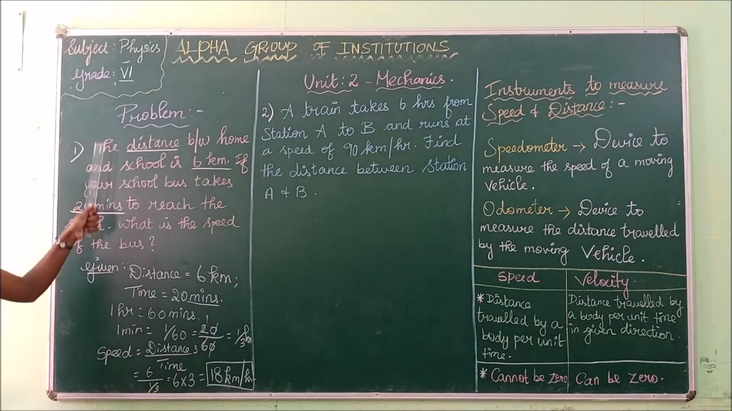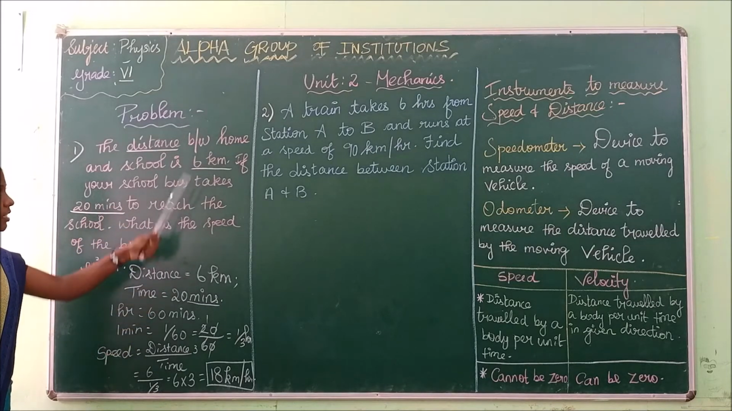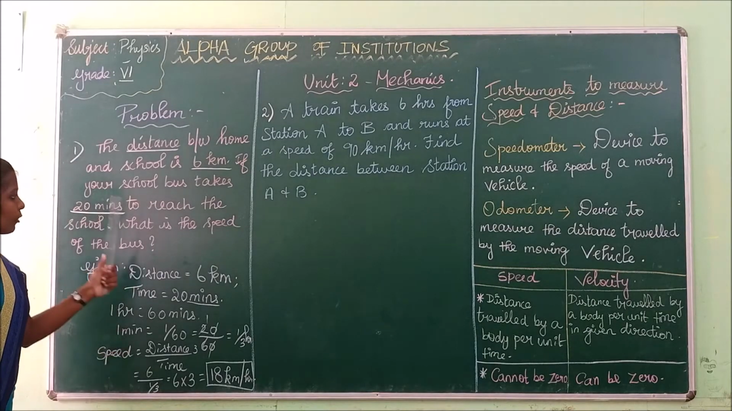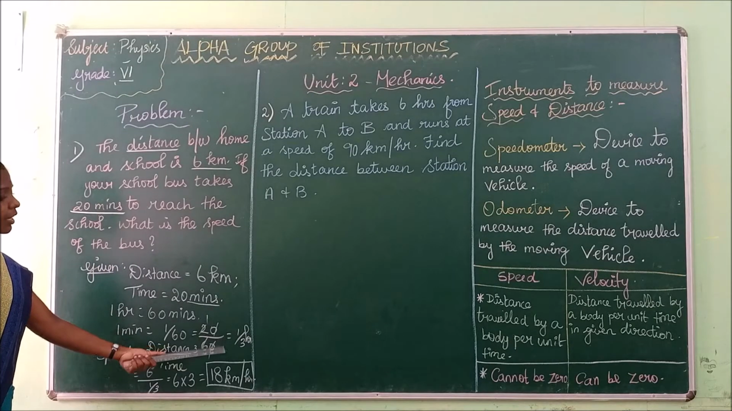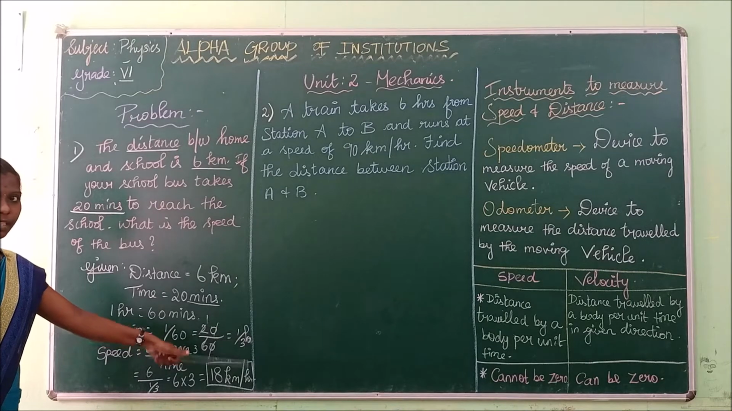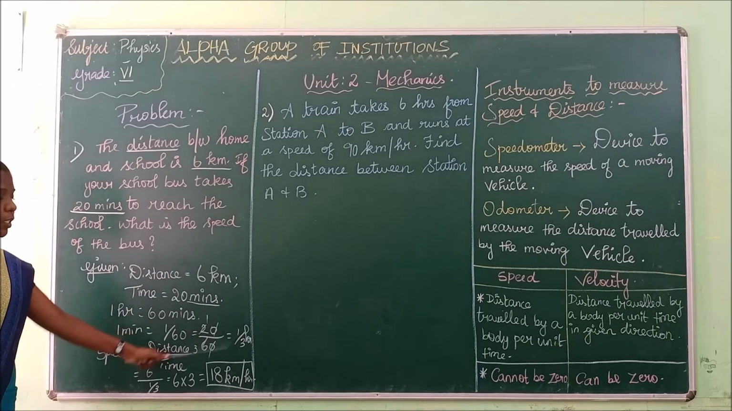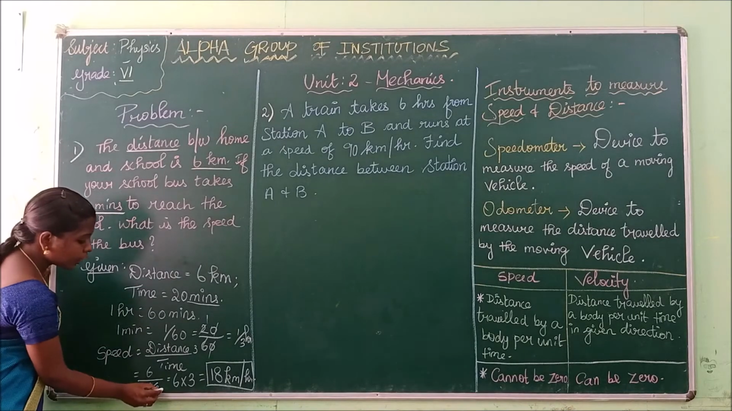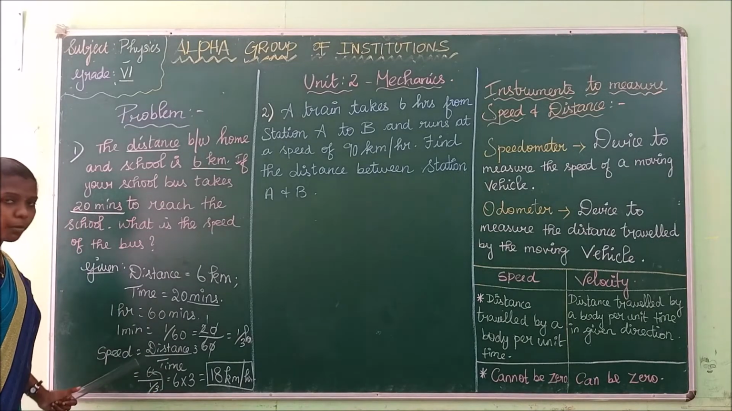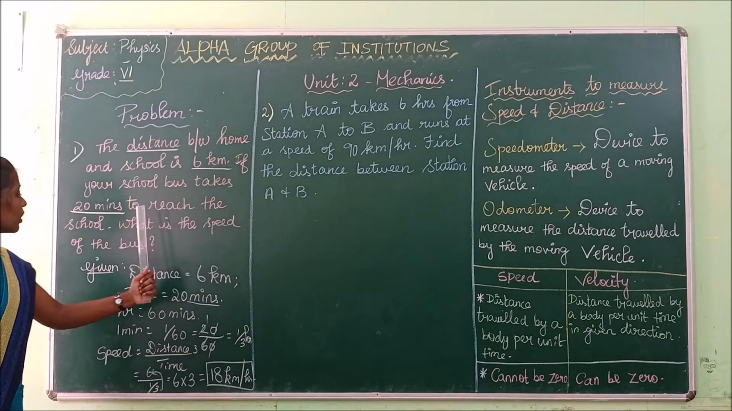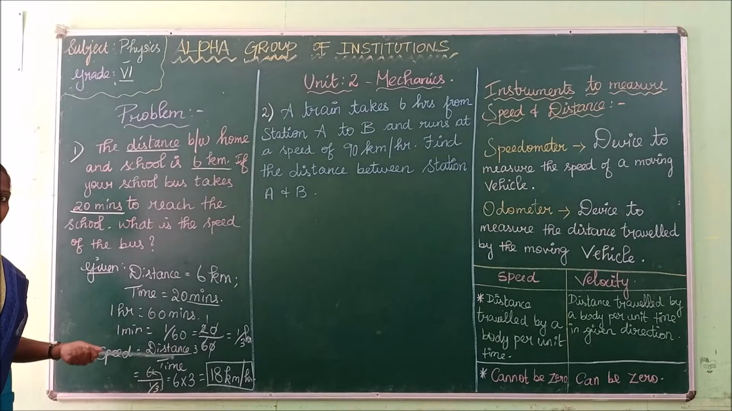Is it clear? Yes. They have given us the distance. Distance is 6 kilometer and they have given us the time in minutes. You have to convert this minutes to hour. So you have to divide this value by 60. If I divide this value by 60, the value is 1 by 3 hour. Substitute in the formula of speed. Speed equal to distance by time. Distance is 6 kilometer. Time is 1 by 3 hour. If this 3 goes to the numerator, it comes in the form of multiples. So 6 into 3 is 18 kilometer per hour. So the speed of the bus is 18 kilometer per hour.